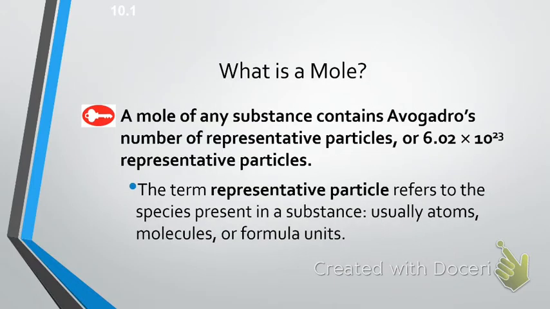So here's your key point. A mole of any substance contains Avogadro's number of representative particles, or 6.02 times 10 to the 23rd representative particles. What's a representative particle? That's going to be atoms or molecules or formula units. Formula units just refers to the chemical formula of a compound.